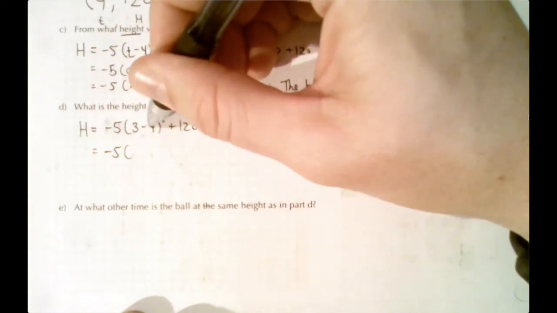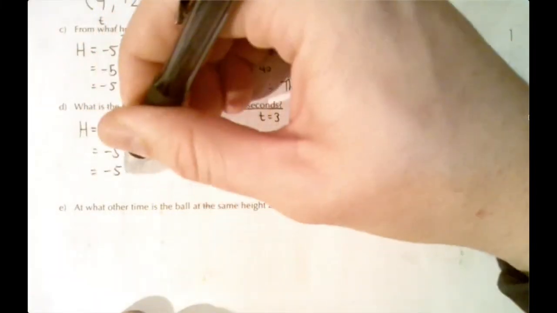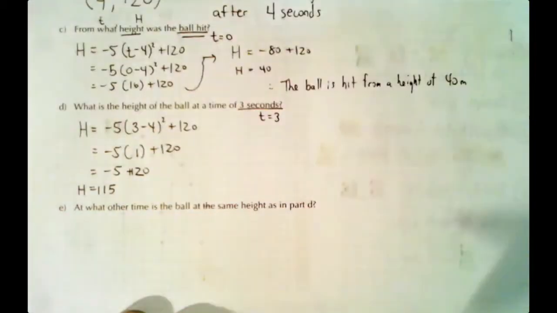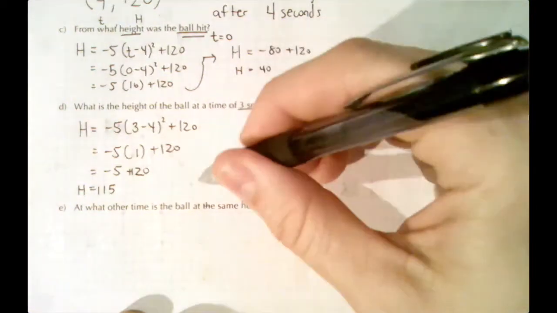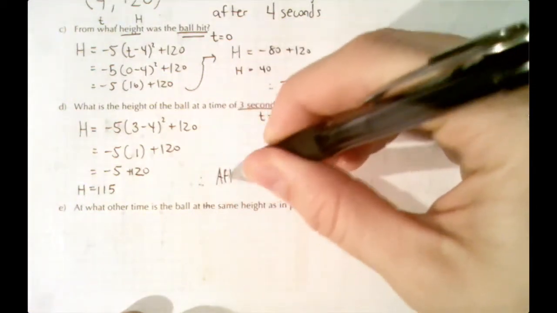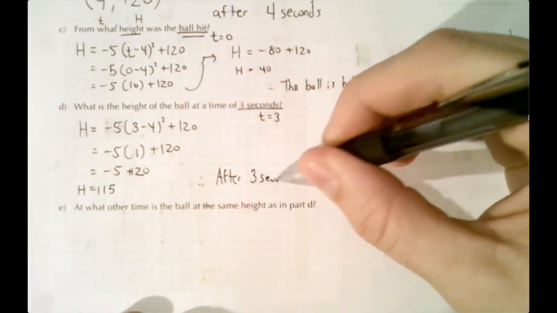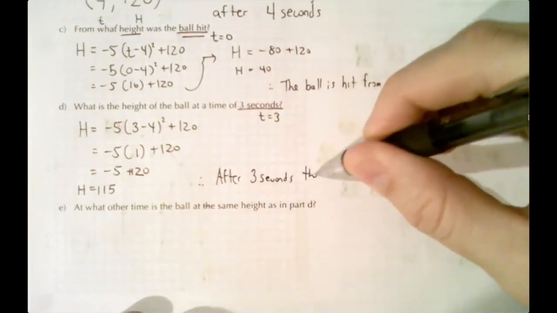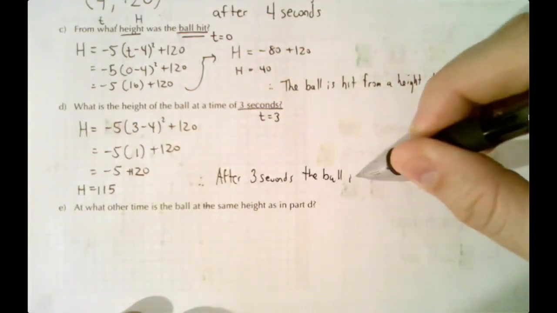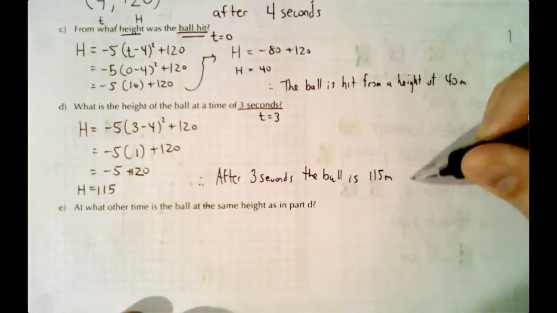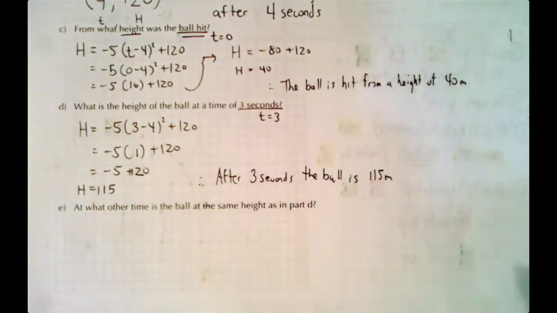3 minus 4 is -1, and -1 squared is 1. -5 times 1 is -5, plus 120 equals 115. So we could say something like, after 3 seconds, the ball is 115 meters up.